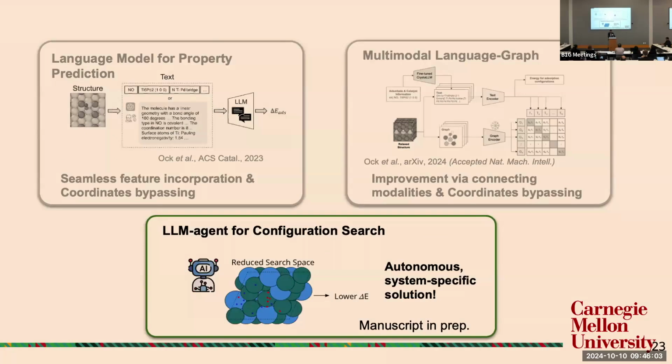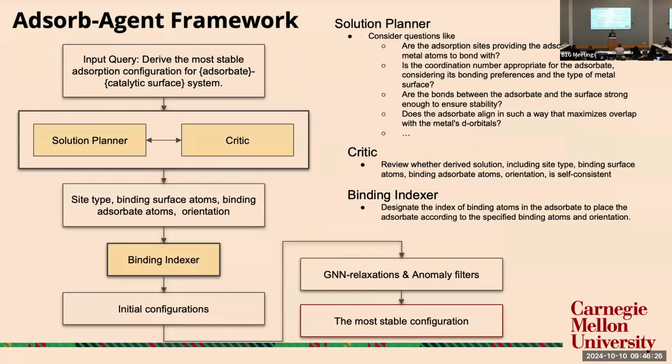The third part of my talk is about how we can explicitly use LLM agents for configuration search. That mostly involves GPT-4o, and how we can use it as a kind of design of experiment, as we heard in the previous talk, and also how we can use that in catalysis.